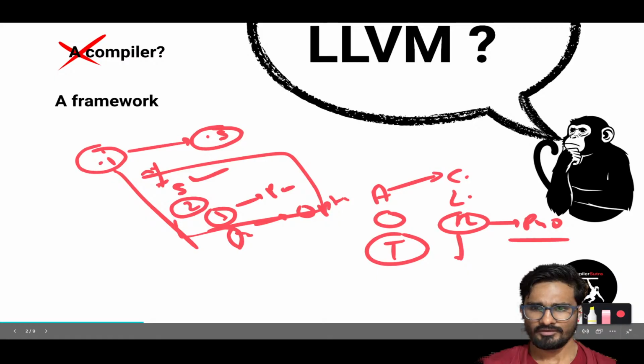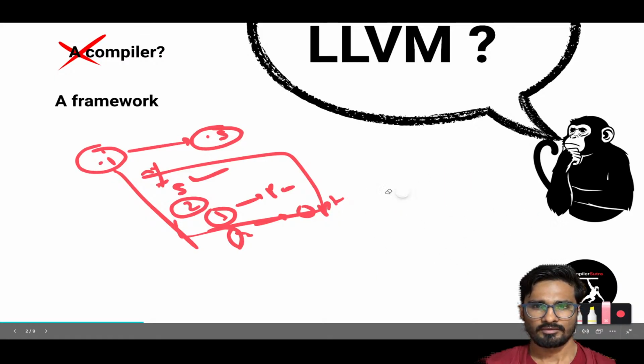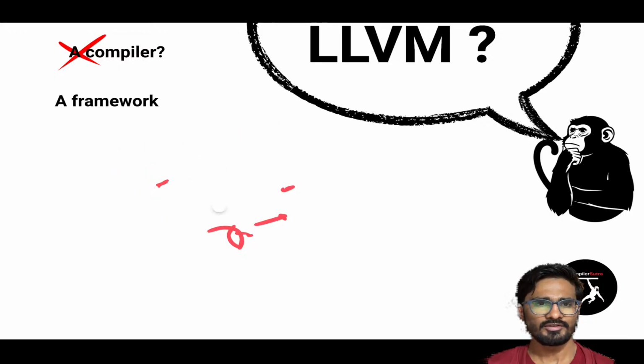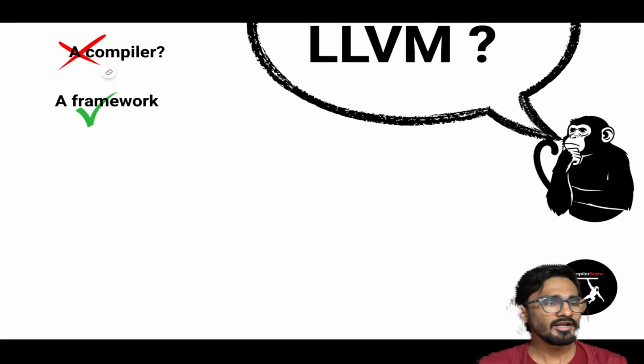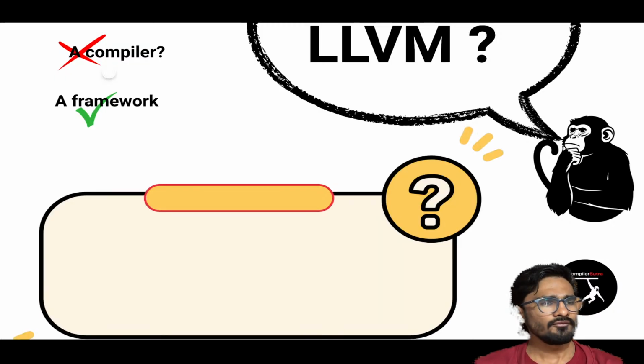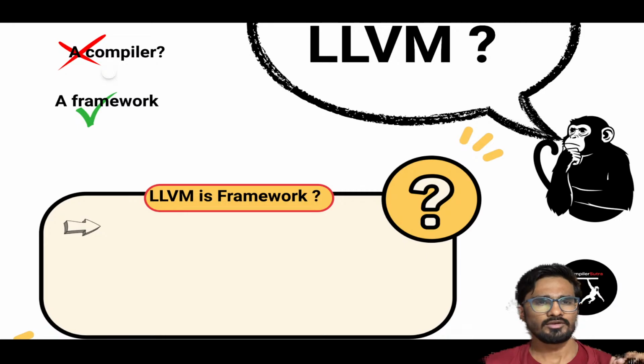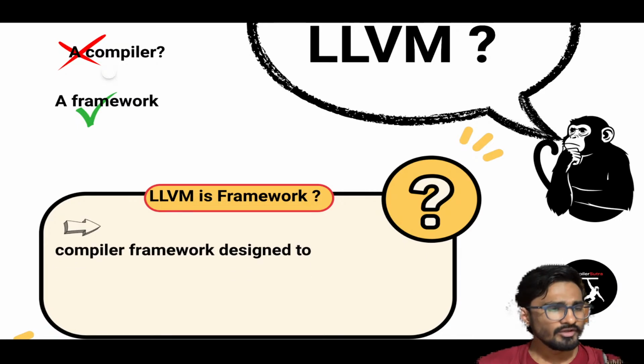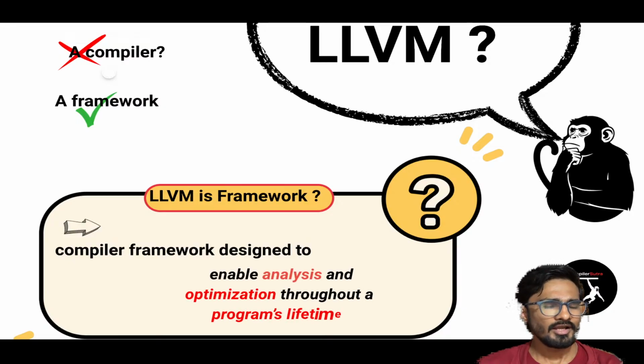So can we say LLVM is a compiler? No, it's not. Then what is LLVM? LLVM is a framework. What is LLVM? LLVM is a framework. If we are talking about LLVM as a framework, then which kind of framework is it? LLVM is a compiler framework. What is that framework designed to do? It enables analysis and optimization throughout a program's life.